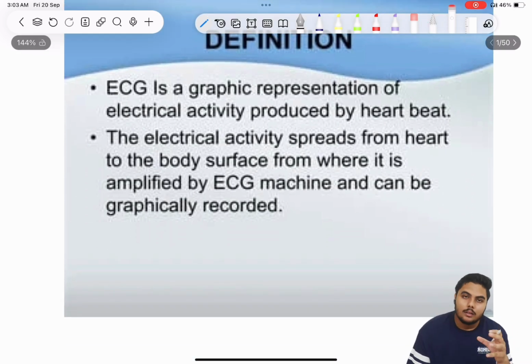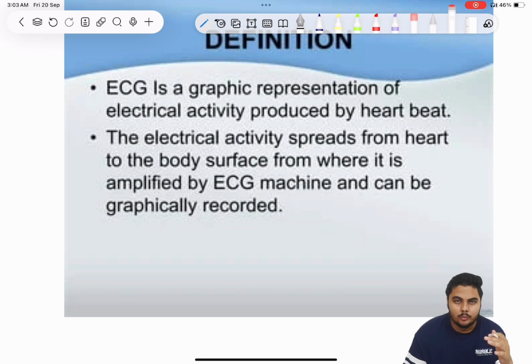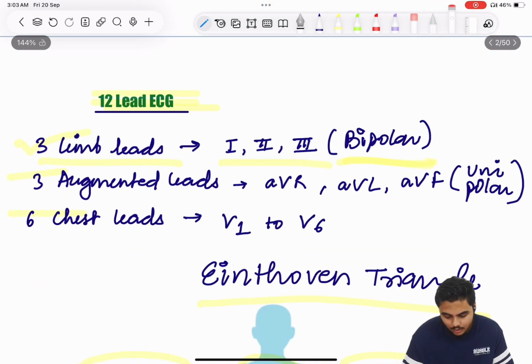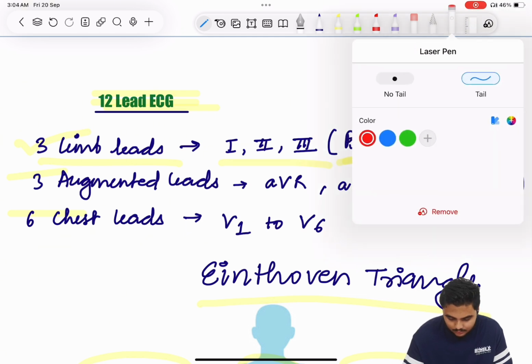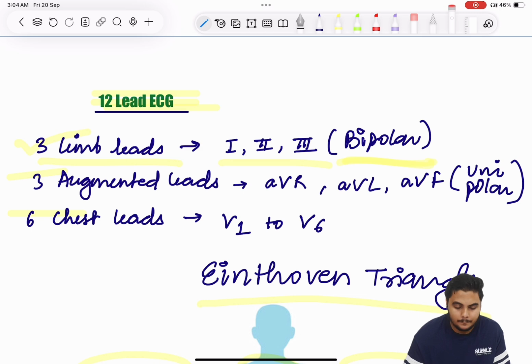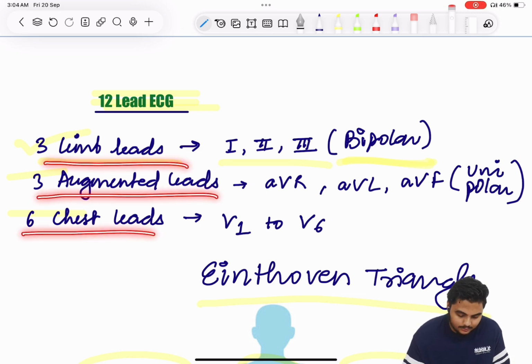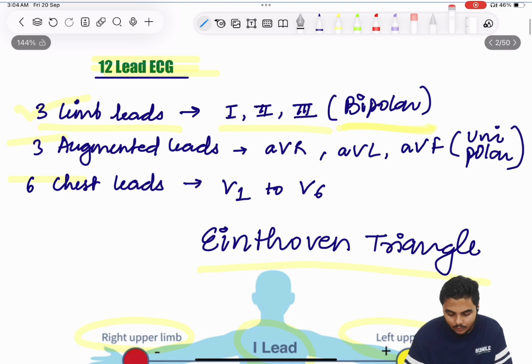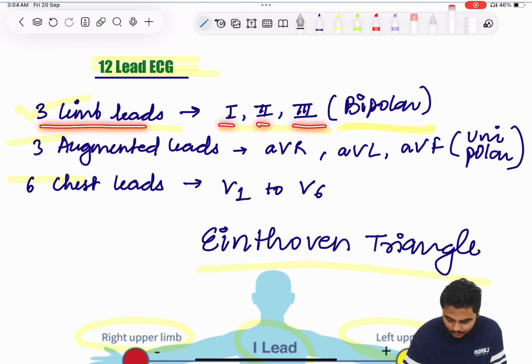Now, there are multiple electrodes that are placed over the human body, and these electrodes pick up the electrical signals that are generated by the heart. Right, now the most common ECG that is used in India is a 12 lead ECG. So what we have is a 12 lead ECG. Three are limb leads, three are augmented leads, and the rest six are chest leads. Right, guys. I will tell you what these are one by one.